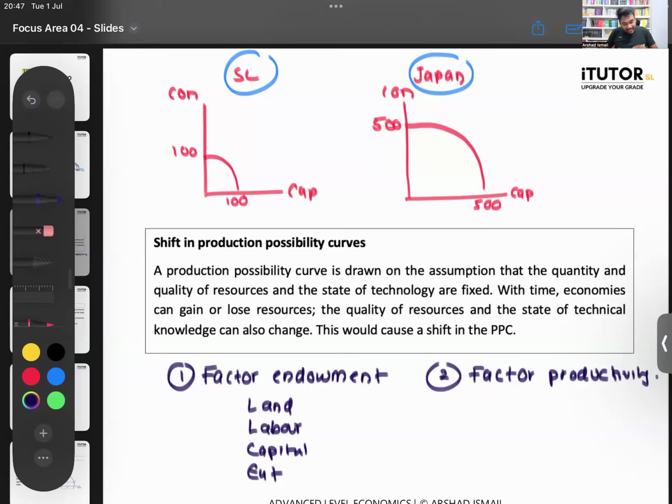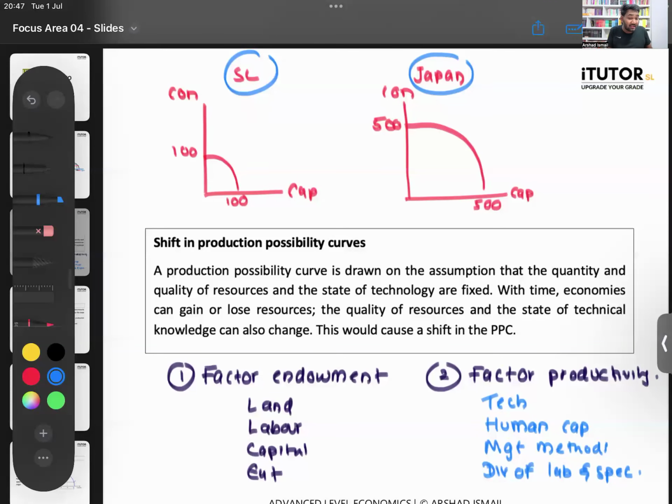So what does factor productivity depend on? Factor productivity depends on a few things. One is technology. It depends on human capital, the skills and knowledge of your workforce. It depends on your management methods, how you motivate your employees and all of it. It depends on things like division of labor and specialization. So all of that affects your factor productivity. Does Japan really have more land than Sri Lanka? I think they do. Okay.